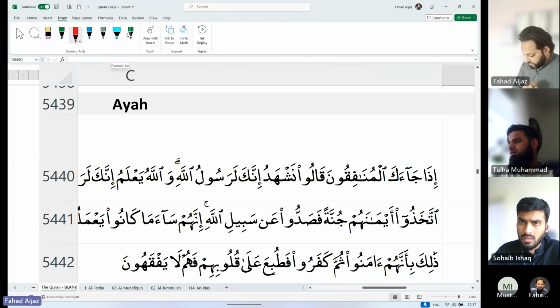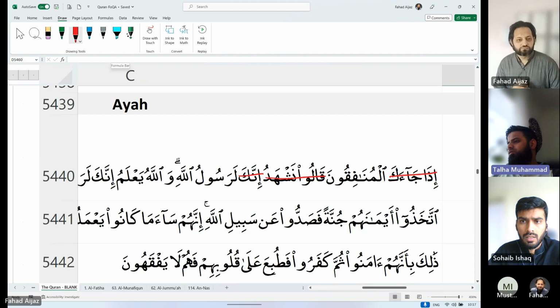Before I answer that, Sohaib, let me tell you which words you should not focus on right now. Don't focus on Iza Ja'aka. Don't focus on Qalu Nashhadu. Don't focus on Innaka. And the rest you can focus on. Whatever I strike away, you have not done yet. So let's focus on the ones that you have done: Al-Munafiquna la Rasulu Allahi. Is there any harf of jar fragment here? No, there is no harf of jar here.